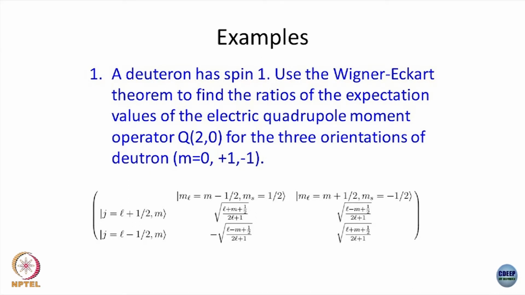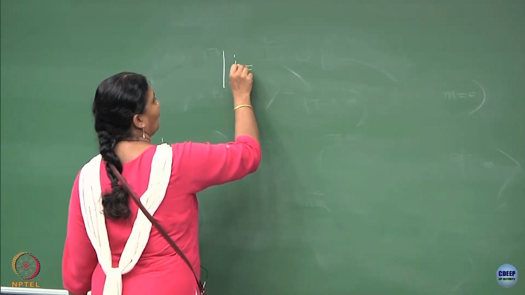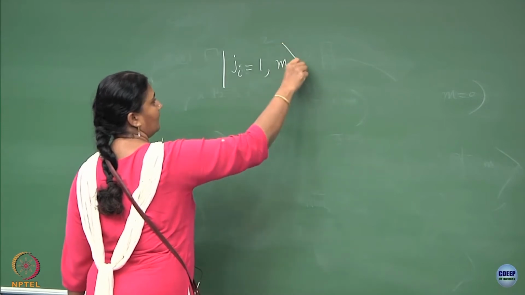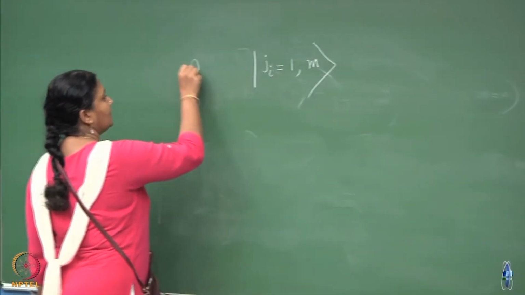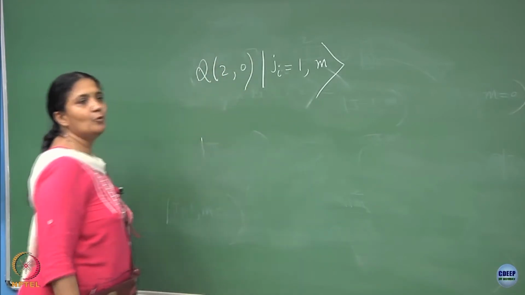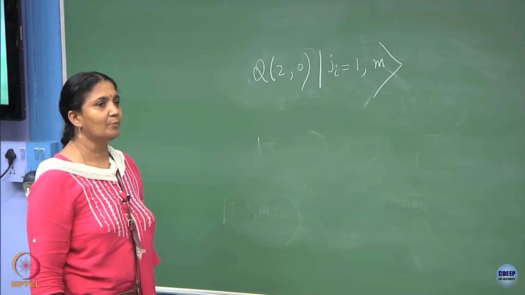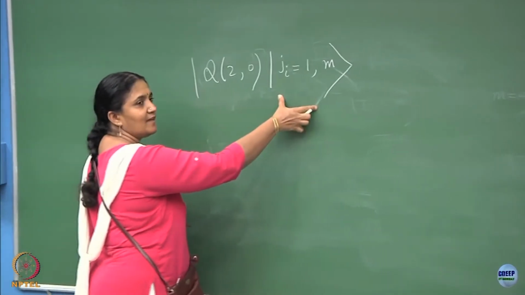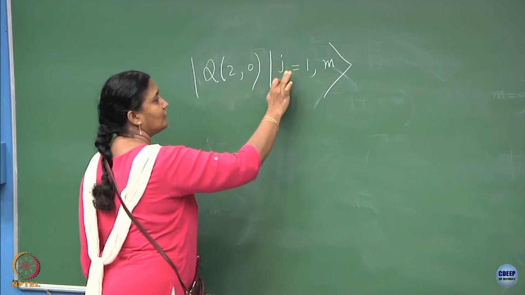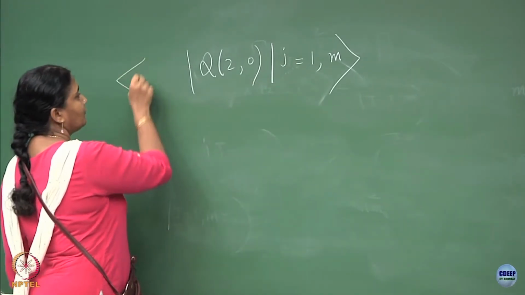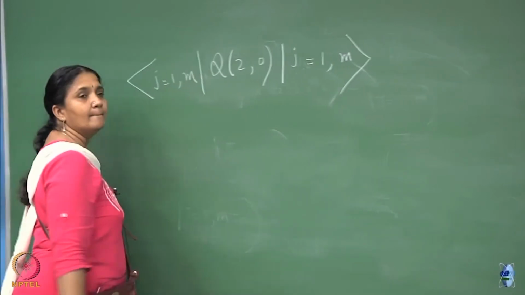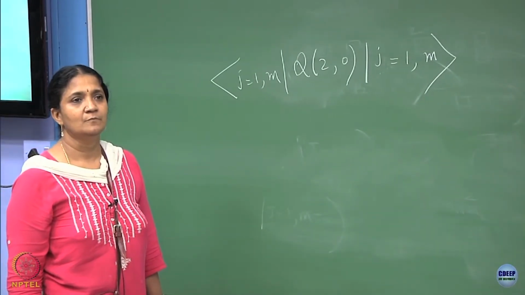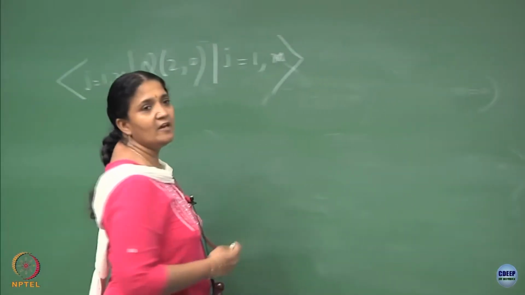So, the deuteron is given to you as J initial equal to 1 and M, and you have an operator, which is the quadrupole moment tensor operator, and you are asked to find the expectation value. Expectation value means it is the same state. Okay, so I can forget about this initial label, j equal to 1, m. I want to find the expectation value in the state j equal to 1, m.